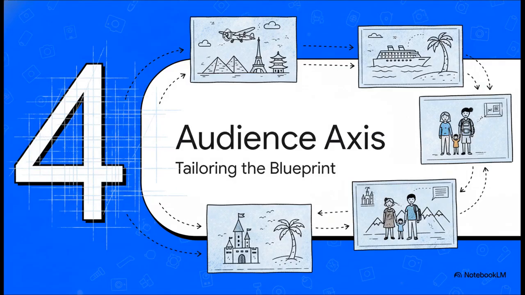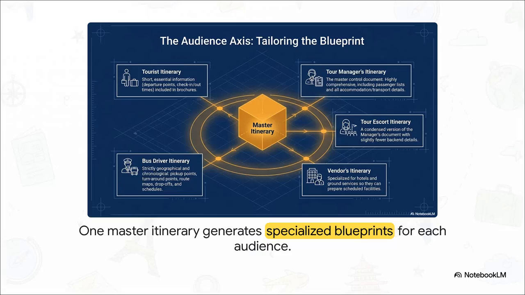Section 4. Tailoring to the audience. All right, once the master structure is built, it actually has to be translated into different blueprints depending on who is using it. One size definitely does not fit all in travel execution. So from the central master itinerary, totally different versions get spun out.